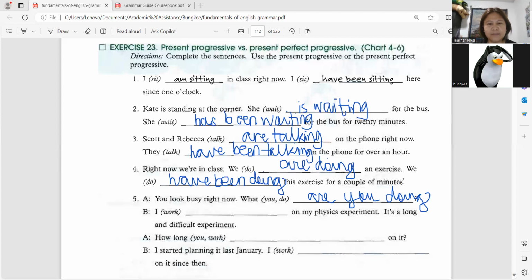I have been working on my physics experiment. It's a long and difficult experiment.